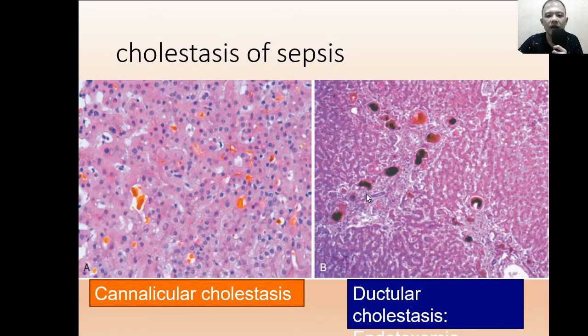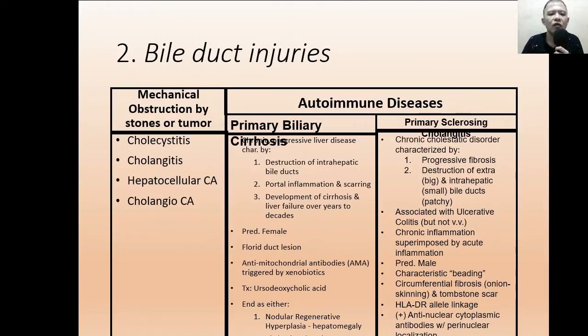Then here, the black portions, so this is canalicular and this is ductular. The black portions indicate that there is endotoxemia, so retention of the toxin. So bile duct injuries, so we're still in cholestatic liver diseases secondary to bile duct injuries.